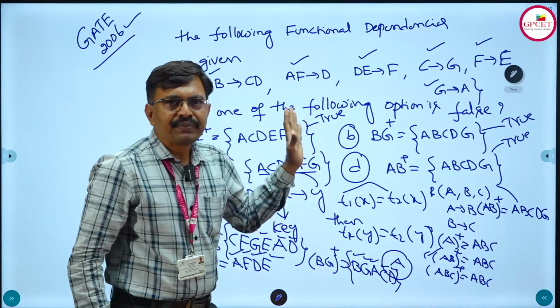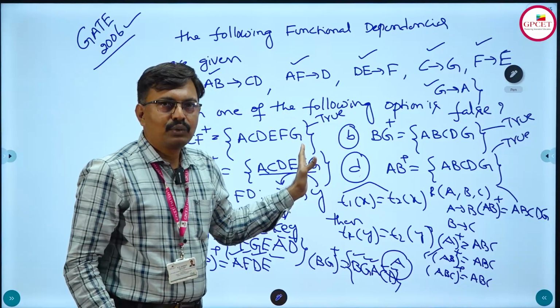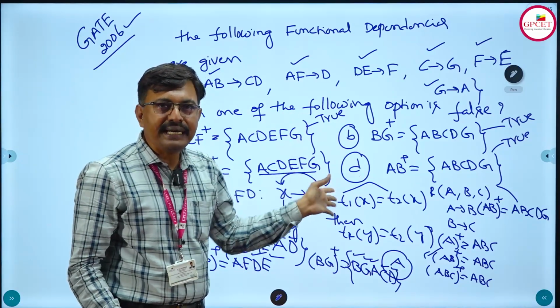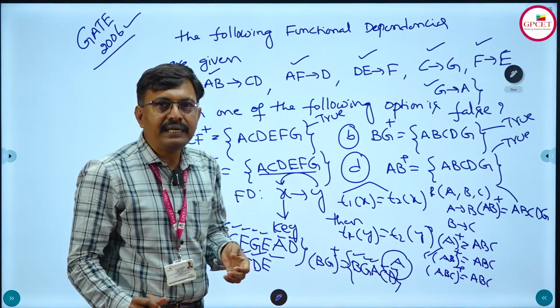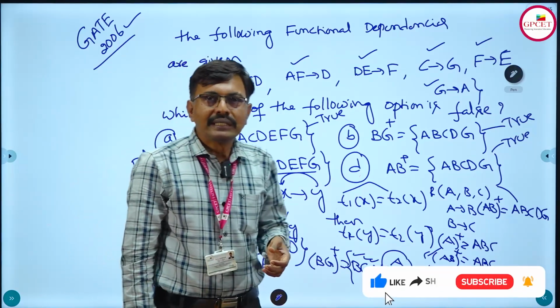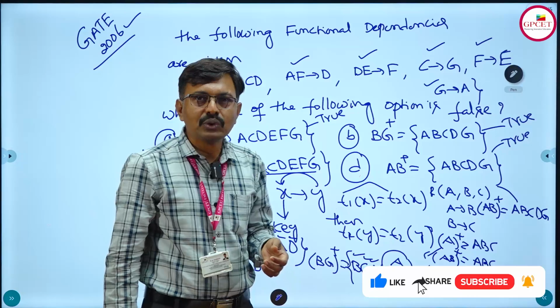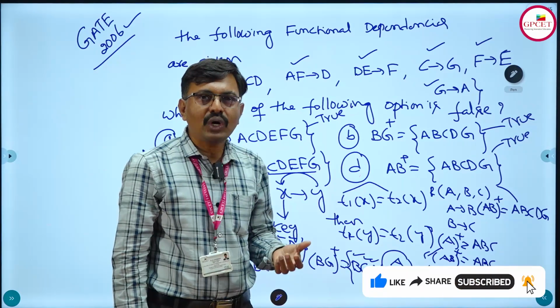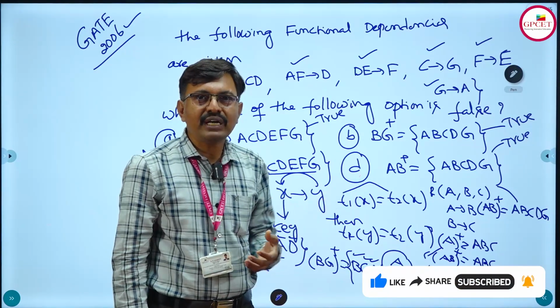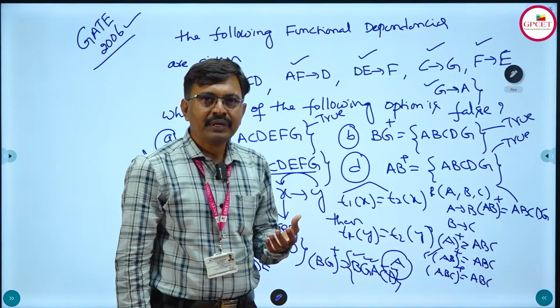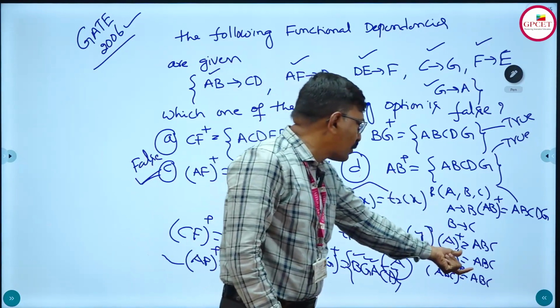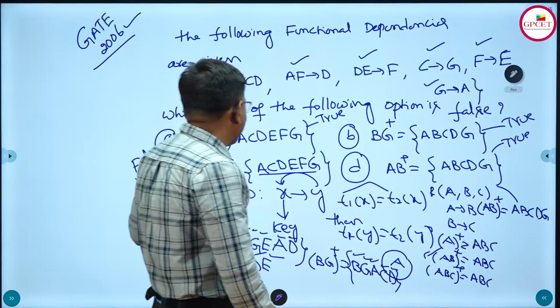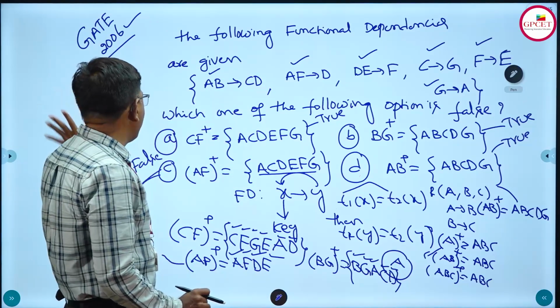X determines Y. Y is dependent on X. X is the determinant, Y is the dependent. What is the property of functional dependency? If T1 of X equals T2 of X, then T1 of Y equals T2 of Y. Here T1 and T2 are the tuples, and X and Y are the attributes. And what is closure? This is a simple example of closure. If you are familiar with closure, you can easily solve this type of problem.